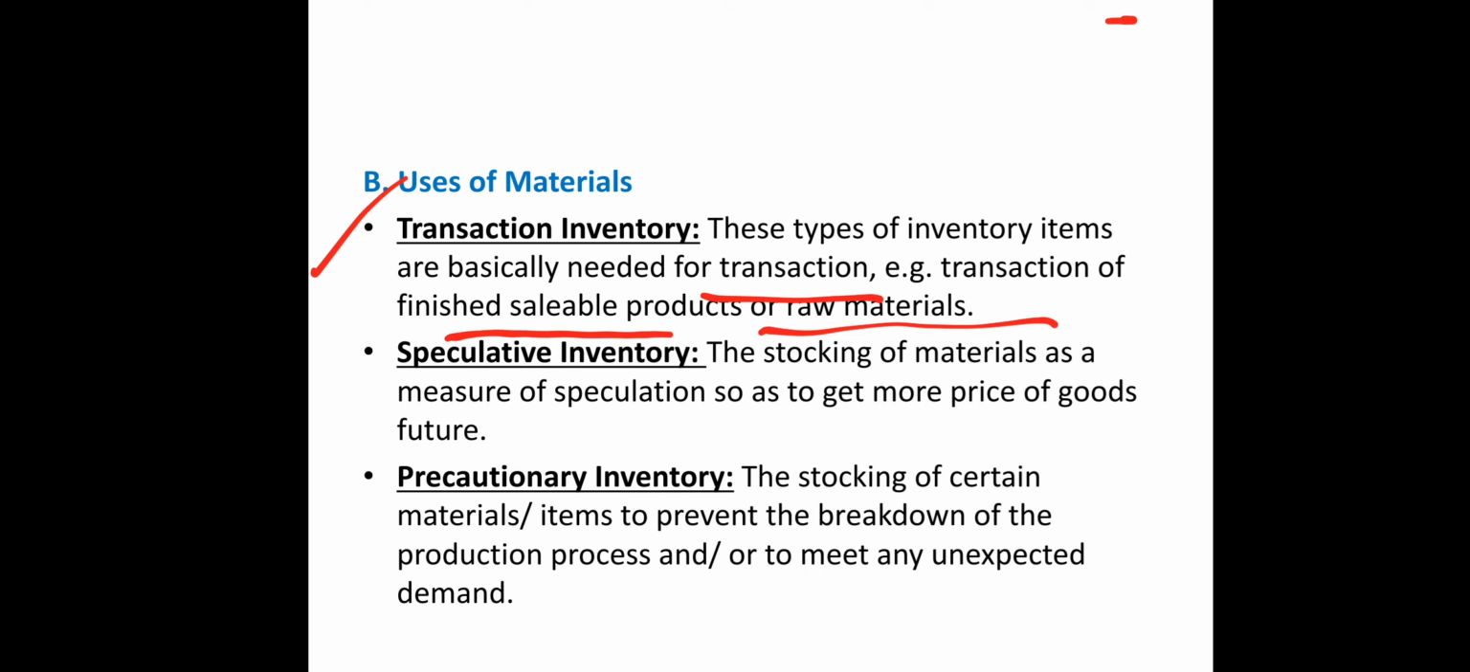Then precautionary inventory is the opposite of speculative inventory. In precautionary inventory, they stock material to avoid a breakdown, or to maintain a sufficient stock which they will require for further production. So it's precautionary. There should not be any stoppage of work due to the unavailability of material. So it is precautionary inventory.